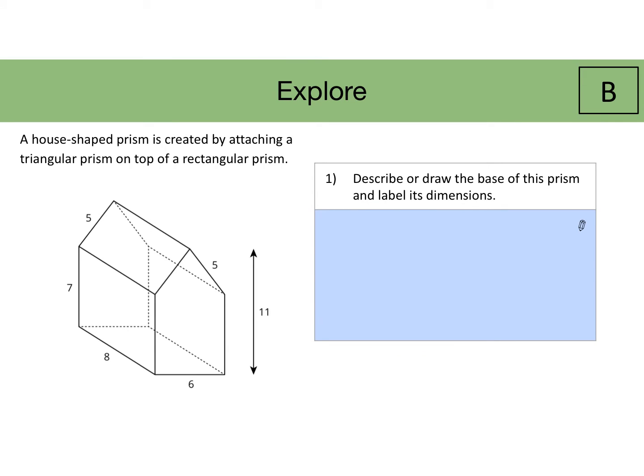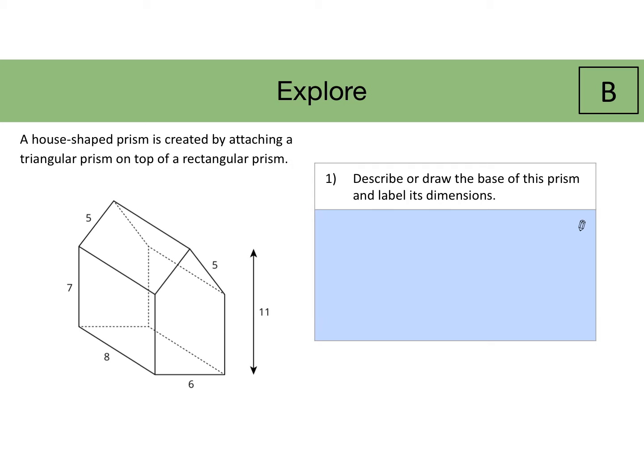Now we are in the exploratory activity where students are presented with the image from the previous slide, and now they are told that it's a house-shaped prism that was created by attaching a triangular prism on top of a rectangular prism. Question 1 asks, describe or draw the base of this prism and label its dimensions.